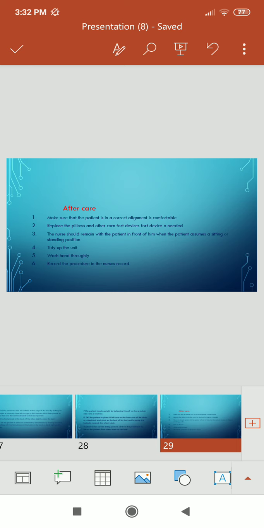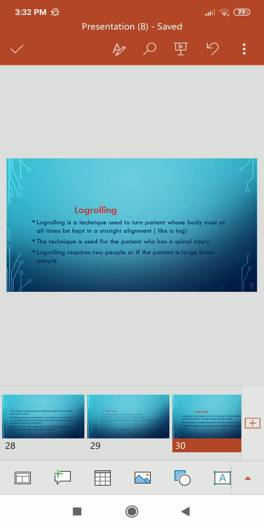Aftercare. Make sure that the patient is in correct alignment and is comfortable. Replace the pillows and other comfort devices if needed. The nurse will remain with the patient in front of him when the patient assumes a sitting or standing position. Tidy up the unit. Wash hands thoroughly. Record the procedure in the nurse's record.